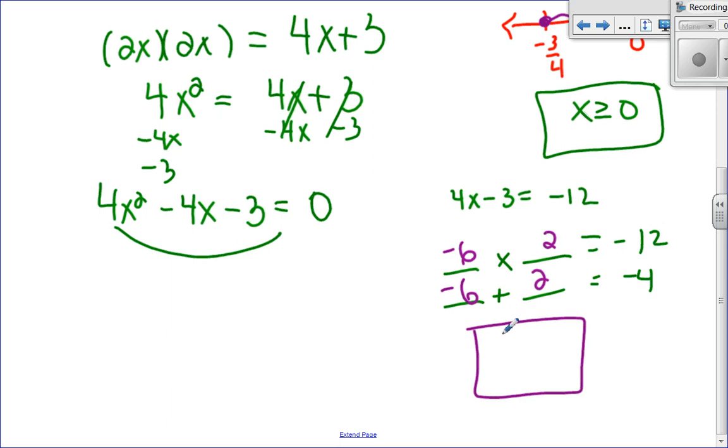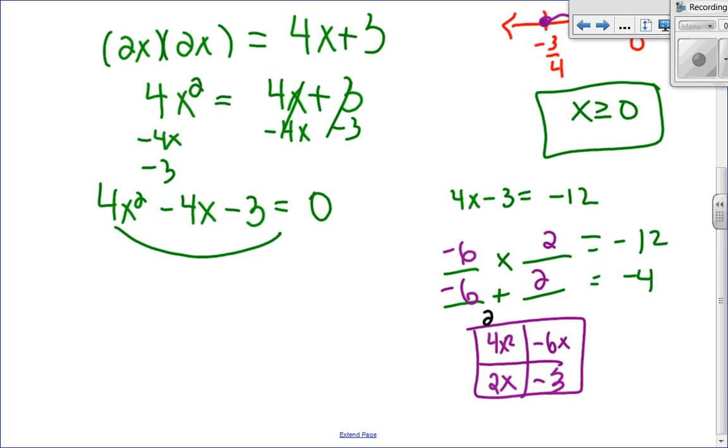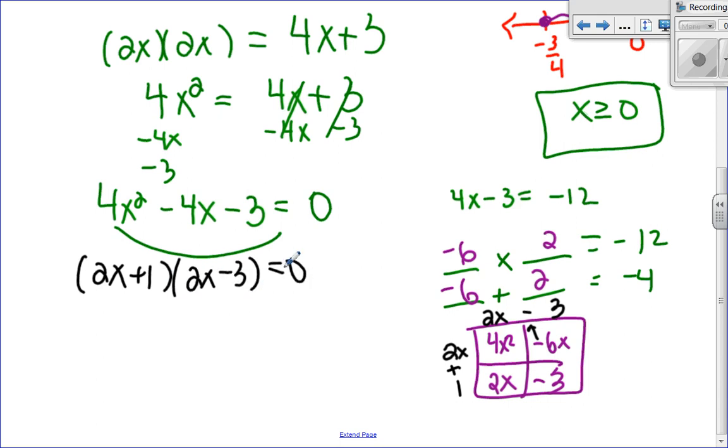So I'm going to go ahead and factor this. First term goes here. Last term goes here. And then the middle term, negative 6x and 2x go here. So to factor that, greatest common factor here is a 2x. Greatest common factor here is a 3, but take your negative leading coefficient out. Greatest common factor here is 2x. Greatest common factor here is 1, and my leading coefficient is positive. Okay, so I know it factors as 2x plus 1 times 2x minus 3 equals 0.